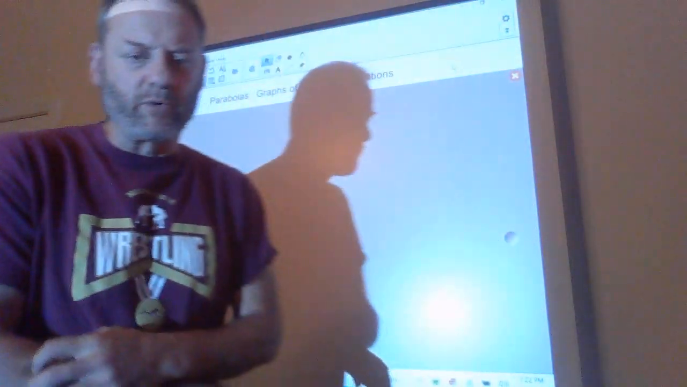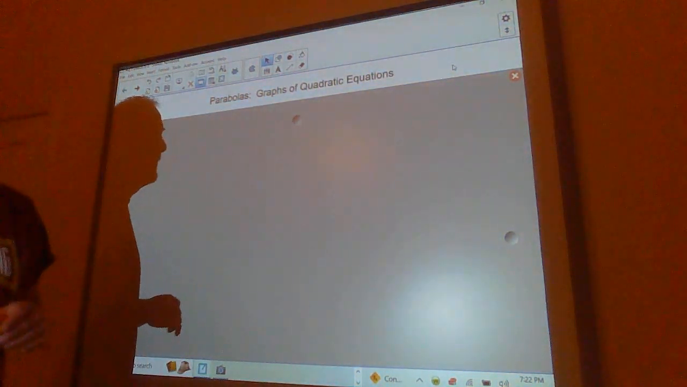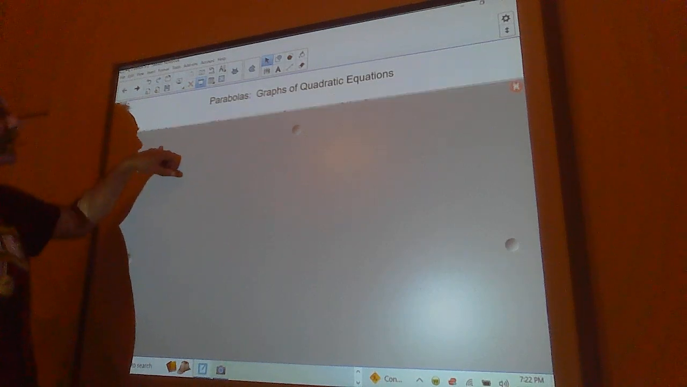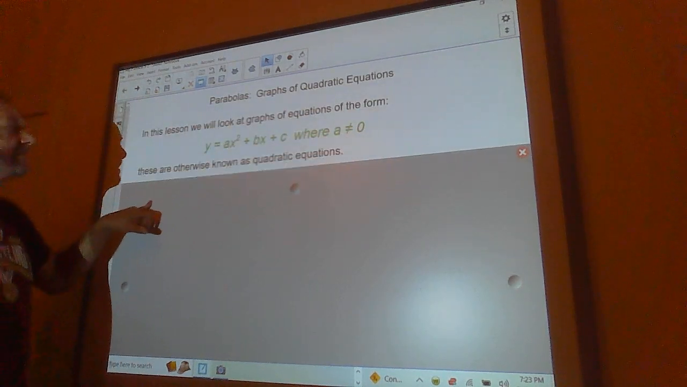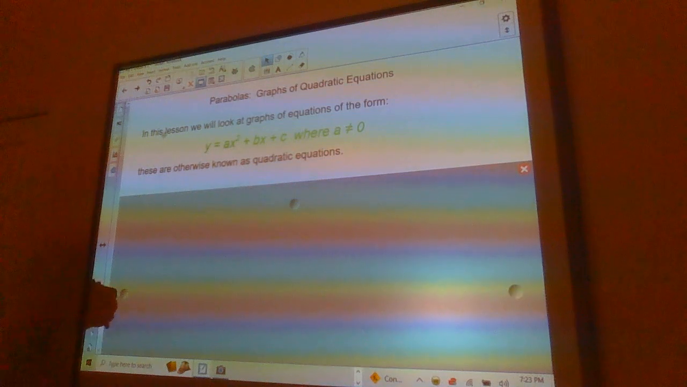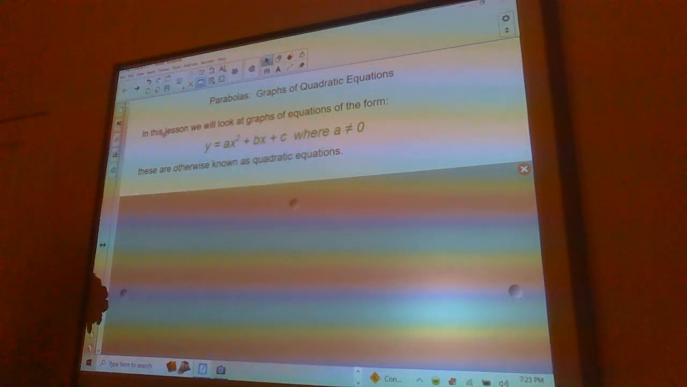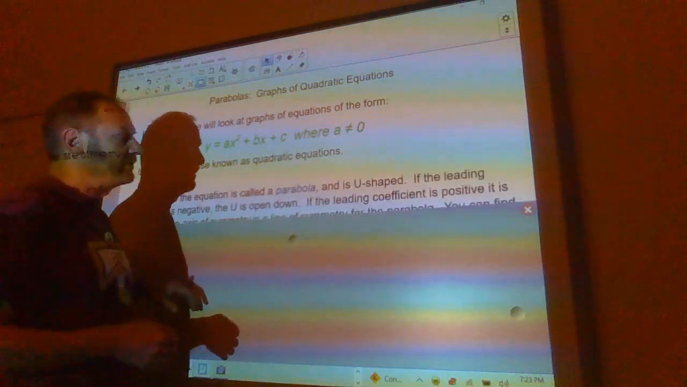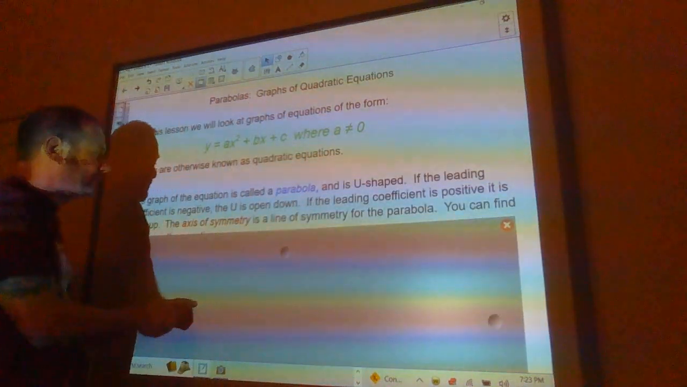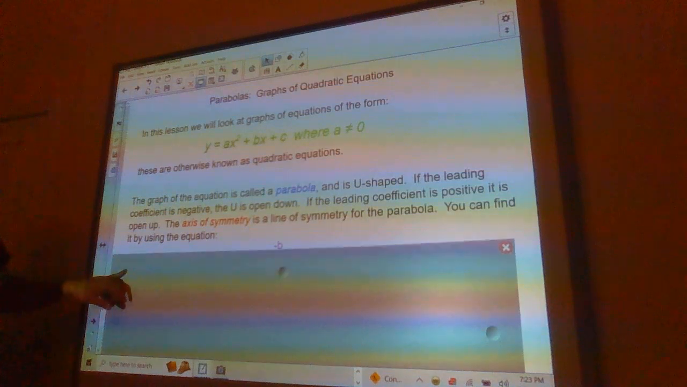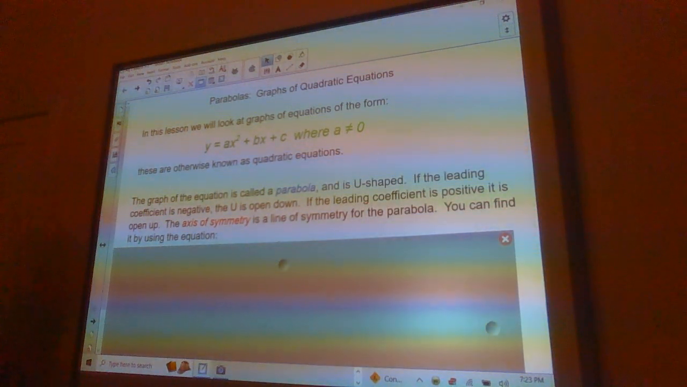Hello, everybody. We're going to talk more about parabolas today and graphs of quadratic equations. So, in this lesson, we're going to look at graphs of equations of the form y equals ax squared plus bx plus c, where a is not equal to 0. These are otherwise known as quadratic equations. The graph of the equation is called a parabola and is U-shaped.